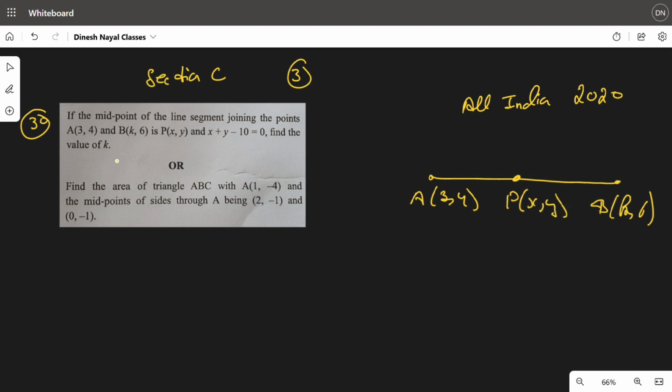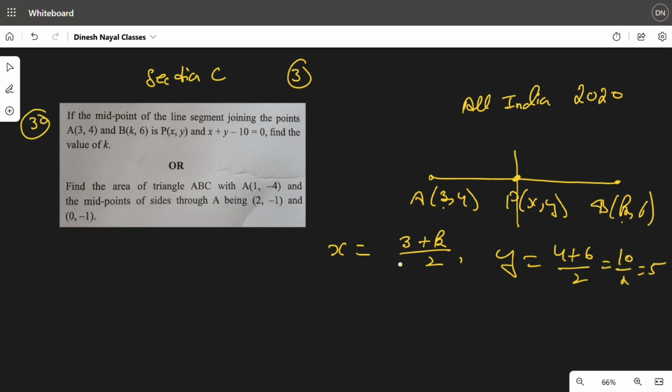Now it's saying this is the midpoint of the line joining these, so we can just calculate the value of x and y. We know that the midpoint formula is x1 plus x2 by 2. So x will be 3 plus k by 2. And what will be y? Y will be 4 plus 6 by 2, so this is actually 10 by 2, which equals 5. So we have x as 3 plus k by 2 and y equals 5.